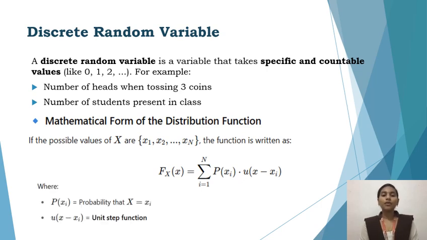The mathematical form of this distribution function. If the possible values of x are denoted as x1, x2 and so on up to xn, the function is written as capital Fx of x is equal to summation of i equals 1 to capital N, P of xi into U of x minus xi, where P of xi is the probability of the values of the random variable and U of x minus xi is the unit step function.